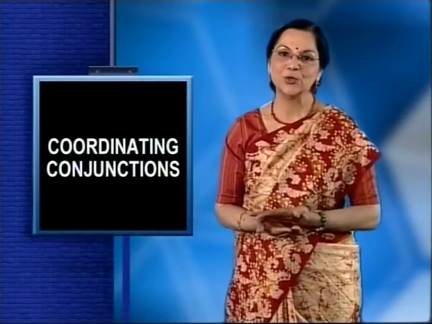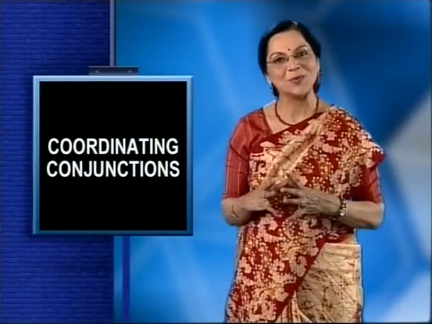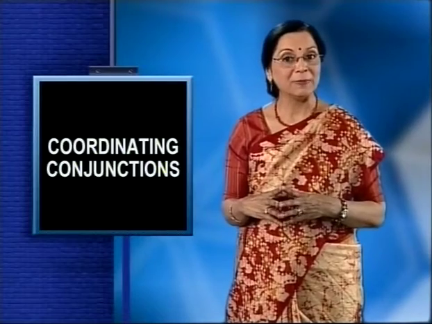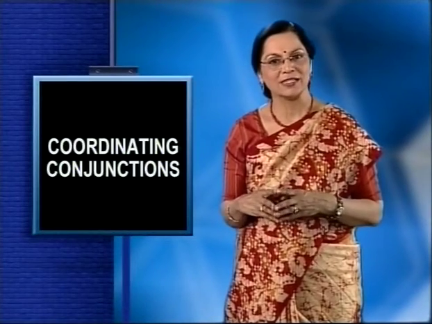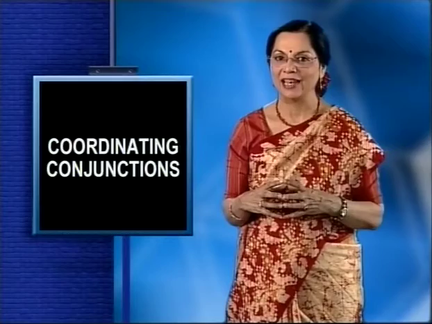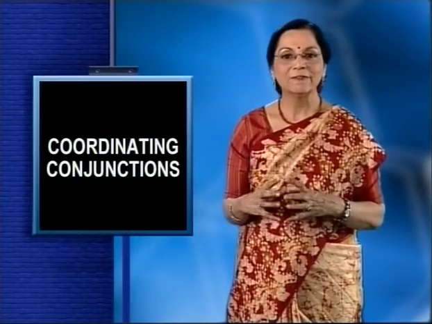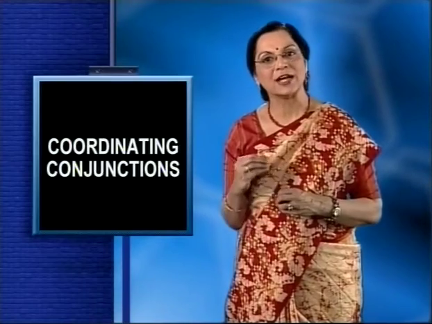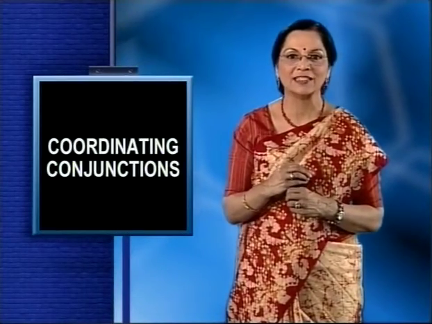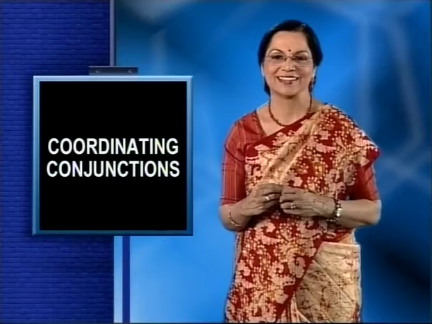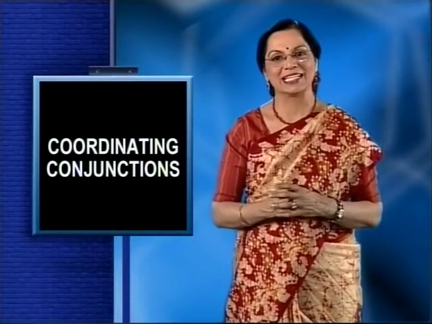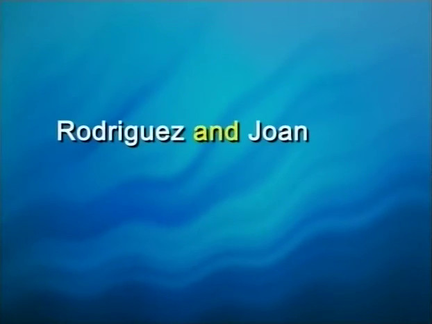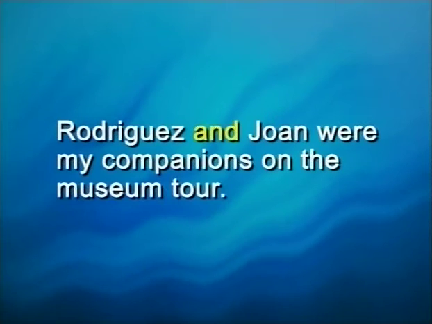This sentence has 2 complete sentences bundled into one sentence. Grammatically speaking, it has 2 independent clauses joined by a conjunction and a comma. The word and is the conjunction. The conjunction allows us to transition from the first independent clause to the second independent clause. Let us view an example. Rodriguez and Joan were my companions on the museum tour.